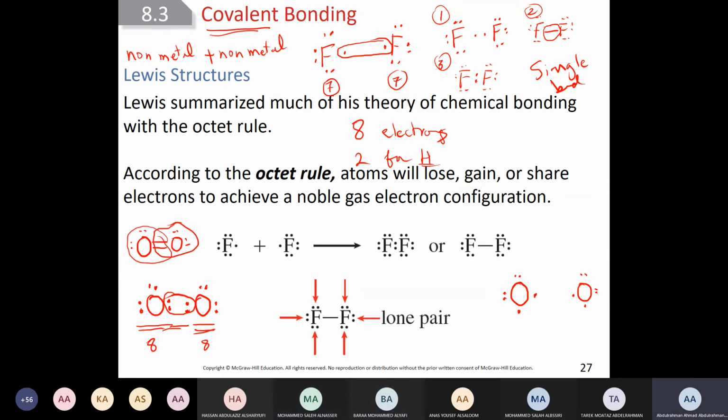What do we call these electrons? Shared electrons, or bonding electrons. Is this clear? Yes. And Doctor, the outer electrons, what do we call them?